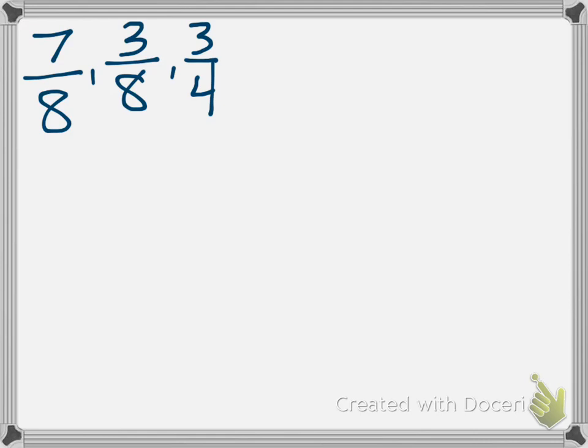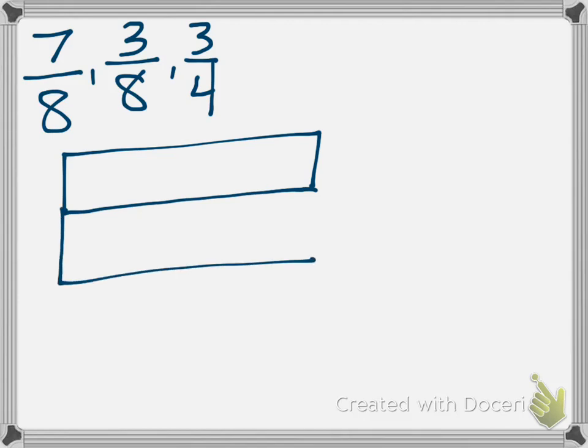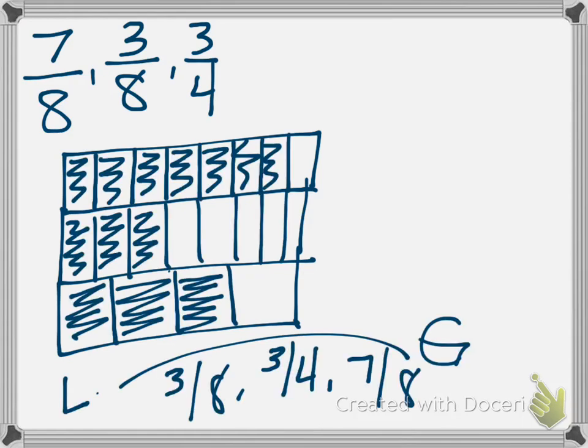Take this set of fractions, 7/8, 3/8, and 3/4, and I'm going to pause this video and have you practice doing this on your own. Start by making 3 boxes and divide them into the appropriate denominators. After drawing the boxes and ordering them from the least to the greatest, is this what you came up with?